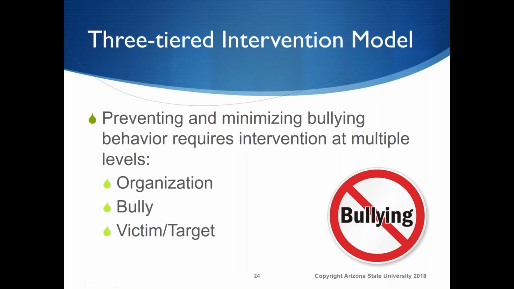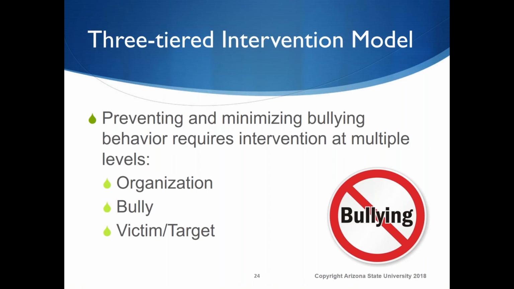So typically when we're having bullying occurring in our organization, or someone we love is experiencing bullying, we want to fix the bully. And if that person could just stop bullying, everything would be good. But the problem is really broader than that. So I'd like to encourage you to think about minimizing bullying really requires intervention at multiple levels. The bully is just one of them.